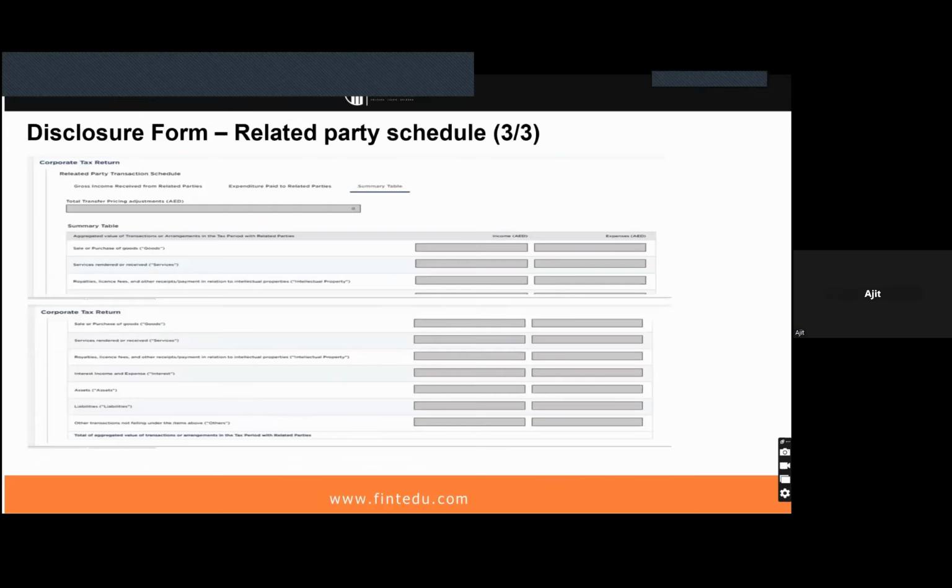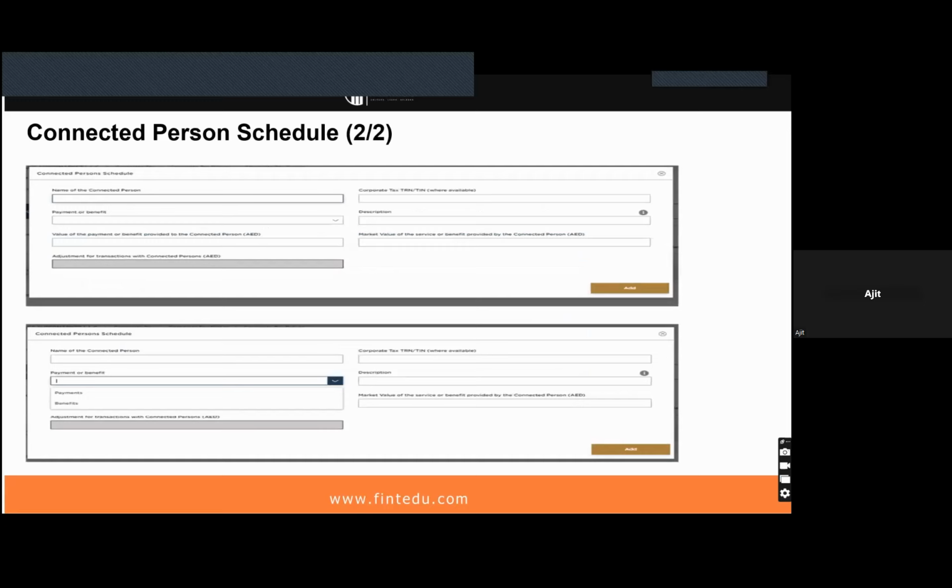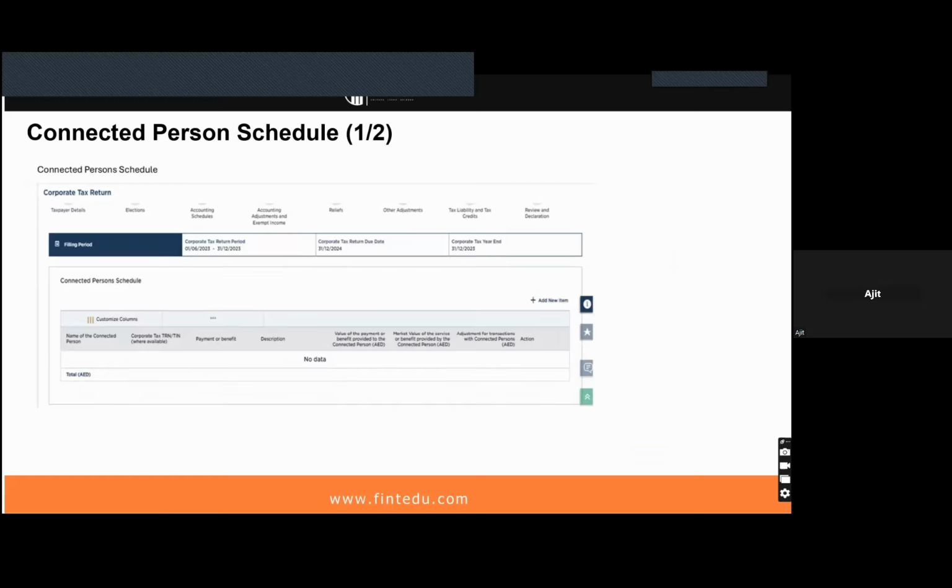So this is all about the related party schedule. Now talking about the connected person schedule, it is more or less the same. There would be a summary of all the transactions. You need to enter all your connected persons, the payment and the benefit. When it comes to the benefit, let's say a villa is provided, you need to add the market value and the book value. And if you feel that the market value and book value are the same, then you don't need to do the adjustment. So these are the broad details required in the connected person schedule.